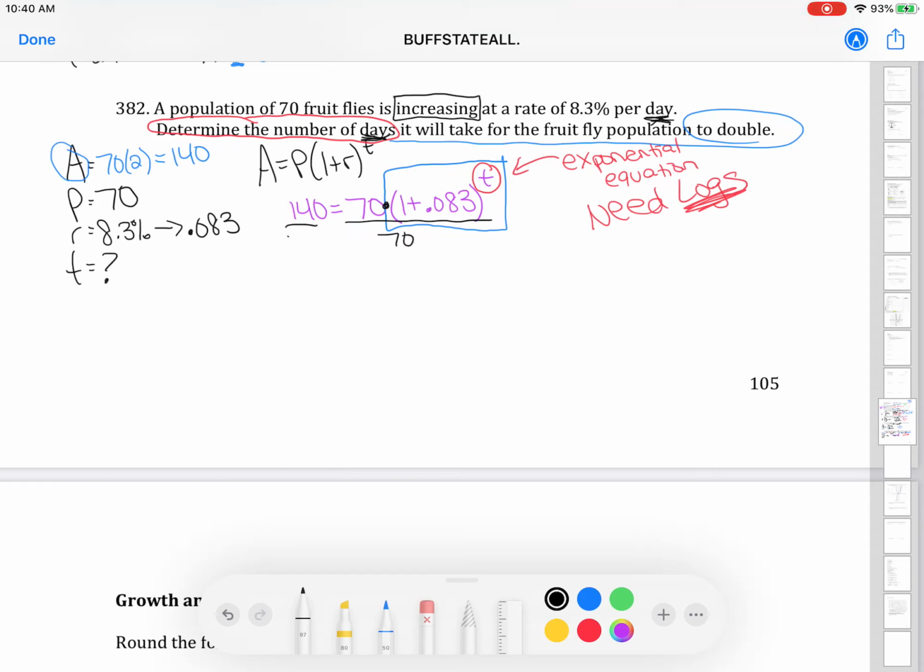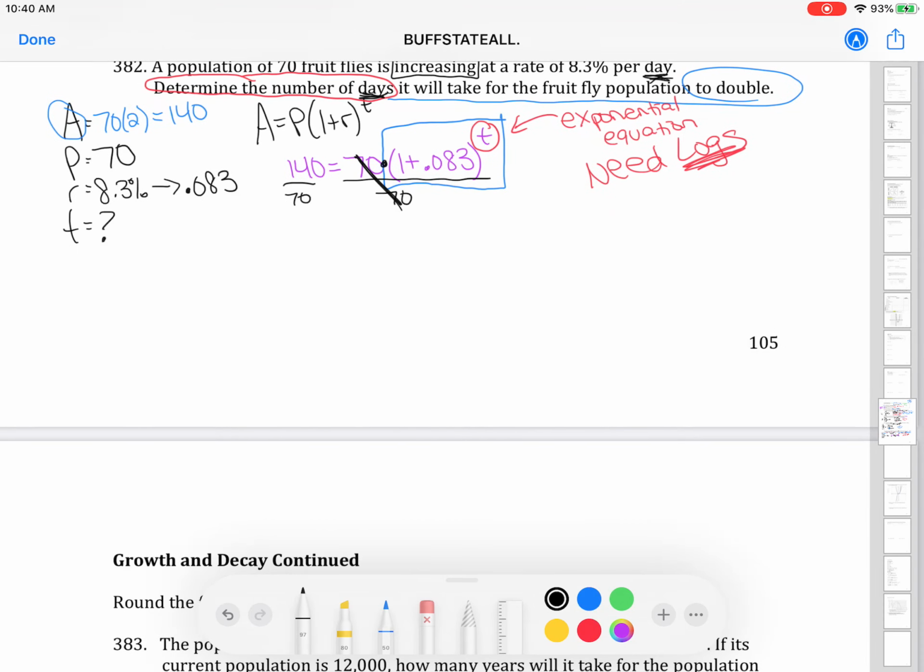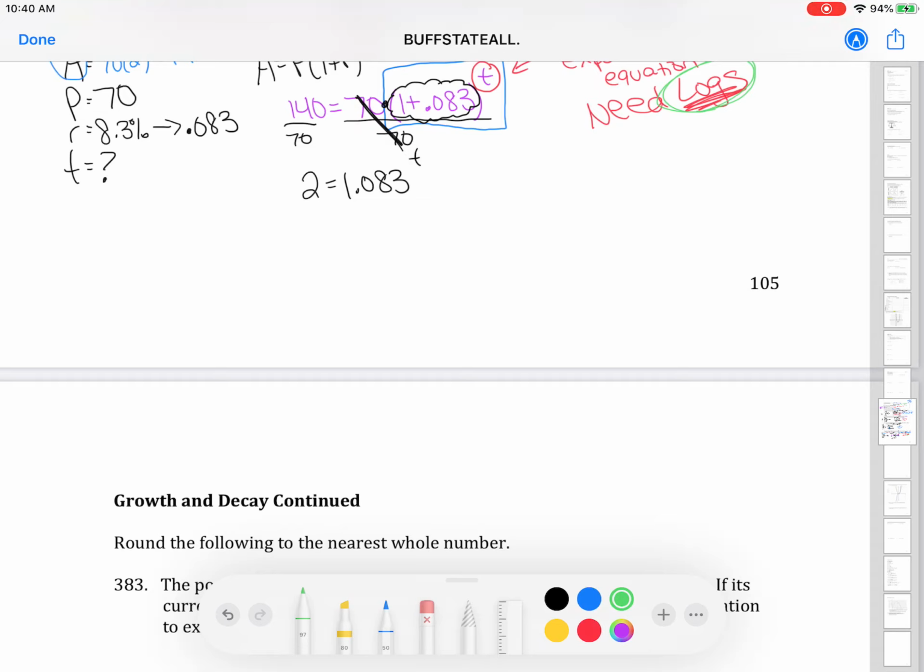So again, I'm trying to get this in the box by itself, so I'm going to undo that times 70 by dividing both sides by 70. So that this cancels out. 140 divided by 70 is just 2, which is very nice. And I'm going to simplify this because it's a very easy thing to simplify. 1 plus 0.083 is just 1.083 to the t. Now, I got that number that's being raised to the t by itself, so I'm ready to use logs.